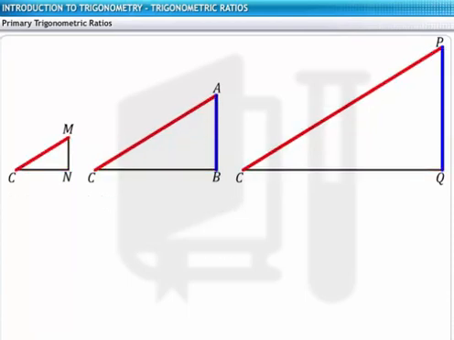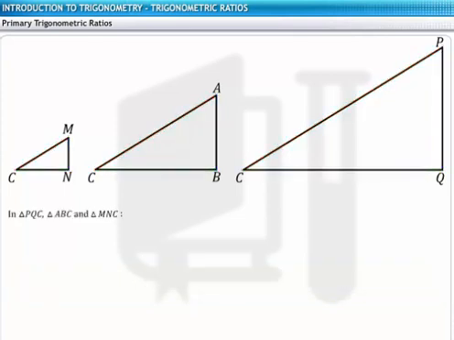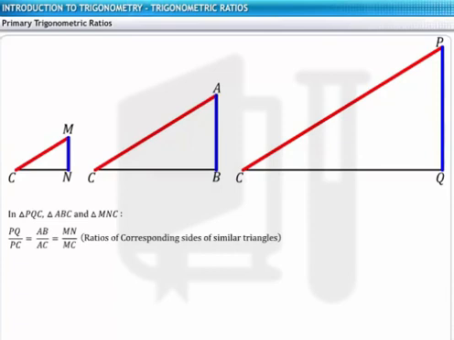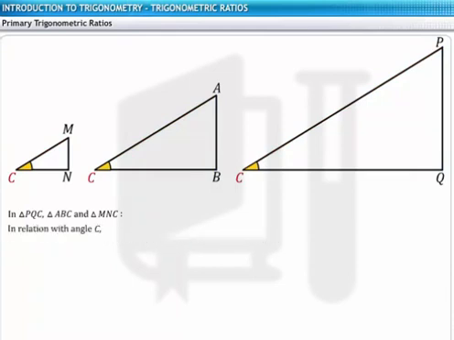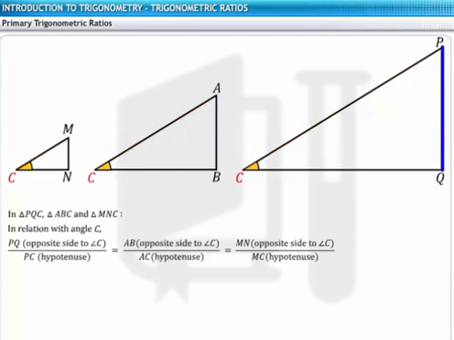Now, what can we say about the corresponding sides of these triangles? Recall that in case of similar triangles, the three pairs of corresponding sides are proportional. This means that the ratios PQ upon PC, AB upon AC, and MN upon MC are equal. Now, let's consider angle C in all the three triangles. In relation with angle C, sides PC, AC, and MC are all hypotenuses, and sides PQ, AB, and MN are all sides opposite to angle C. Thus, we can see that, with respect to angle C, the ratio of the opposite side and the hypotenuse for all the three triangles are constant.